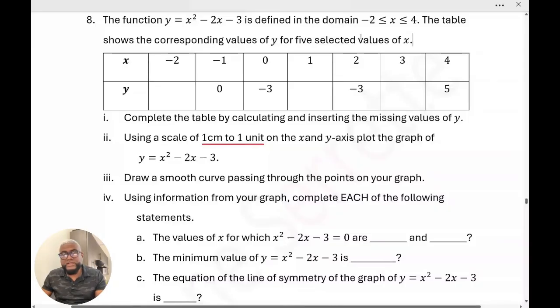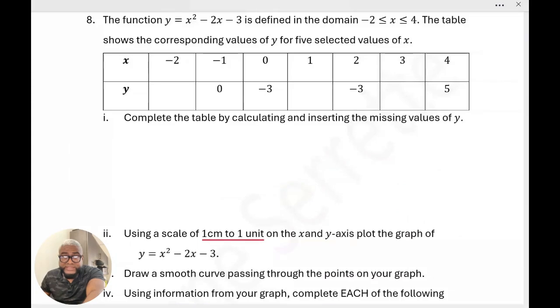Right, so it shows the corresponding values of y for 5 selected values of x, right? So you want to find all the corresponding values, meaning that you need to take these values and plug them into this function. Everybody cool there? So complete the table by calculating and inserting the missing values of y. How many missing values do we have?